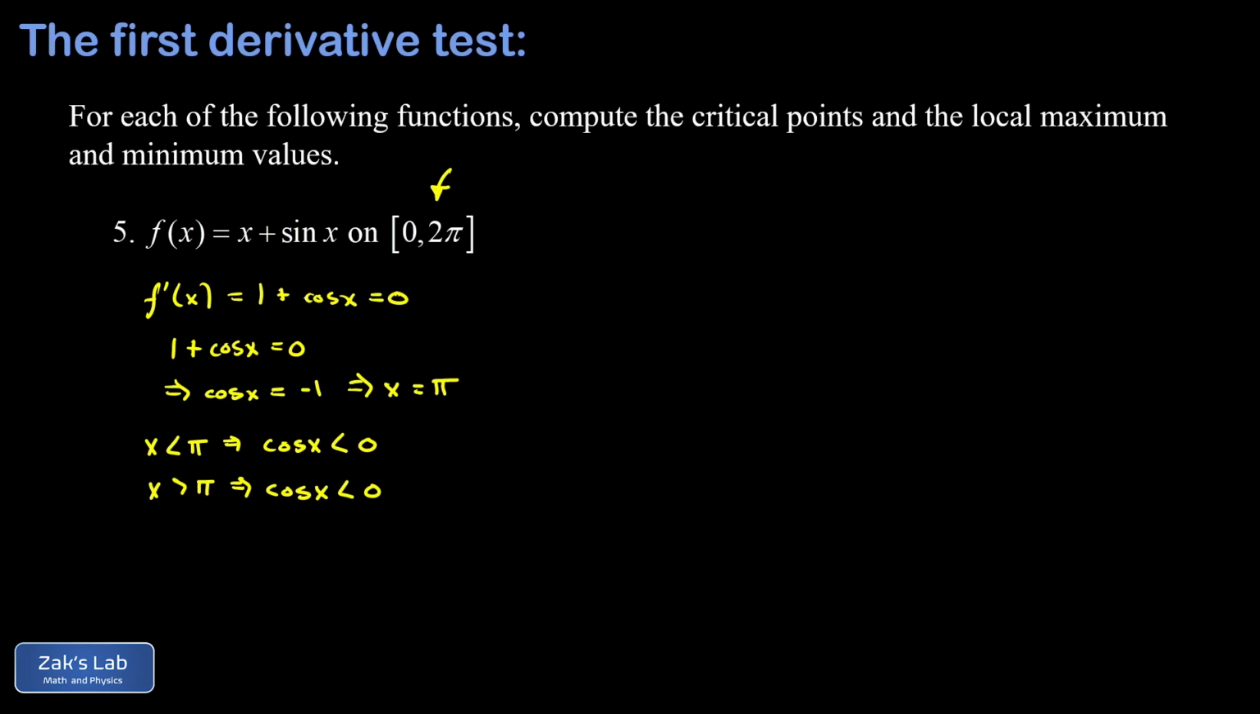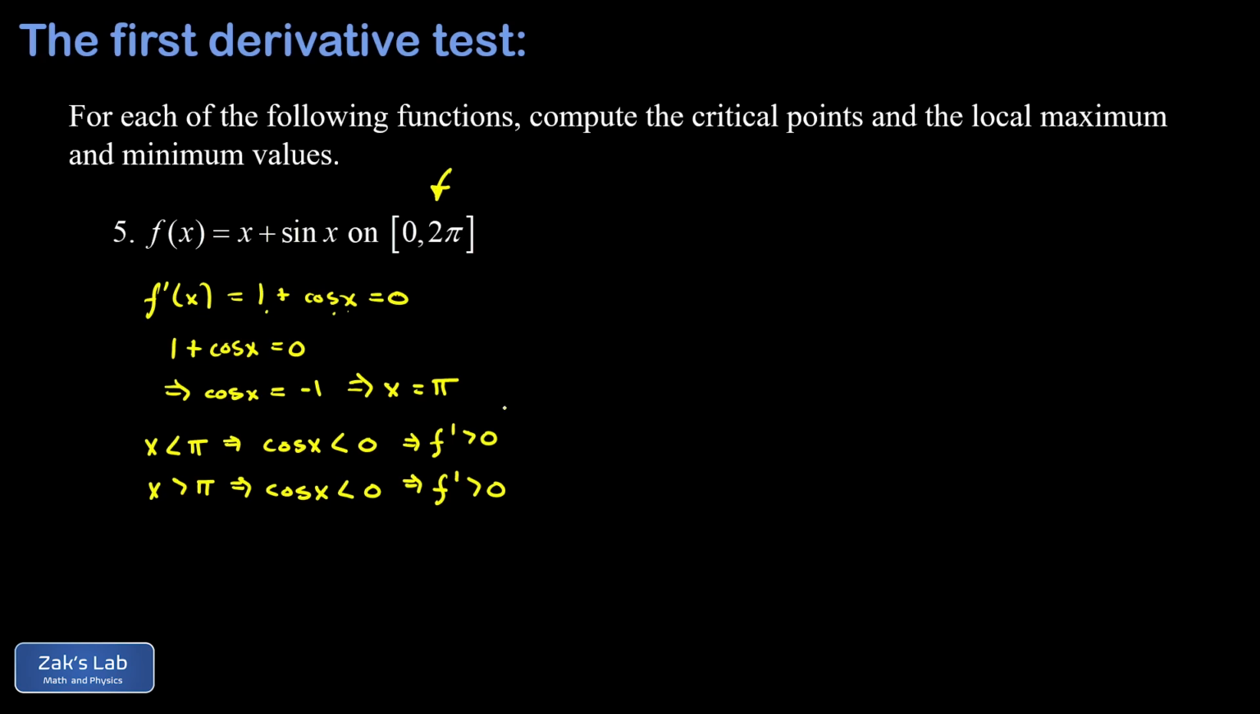Well, with f prime being 1 plus cosine x, and cosine being negative but having a magnitude less than 1, 1 plus cosine x is always going to be a positive thing. So I have f prime greater than 0 if I'm a little bit left of pi. In other words, a little before pi on the unit circle, if you want to visualize it that way. And I have f prime being greater than 0 a little bit right of pi, or a little beyond an angle of pi on the unit circle.